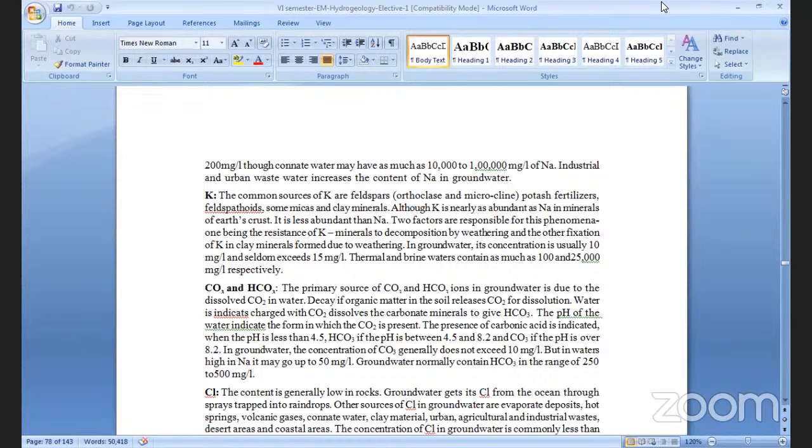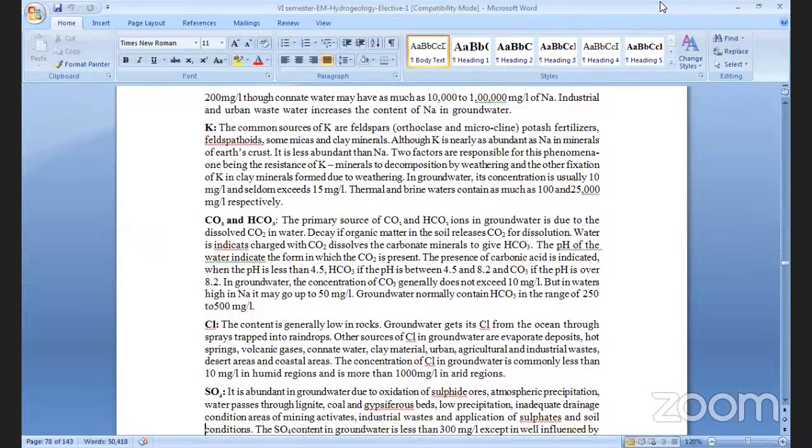So that is what is happening in the subsurface. When it is associated with sodium and other minerals, it has a chance to dissociate easily due to other factors, so it is dissolved in the water for that reason. Usually it contains 10 milligrams per liter. If it exceeds the limit, the maximum is 15 milligrams per liter. And some brine water contains about 1000 to 25,000 milligrams per liter.